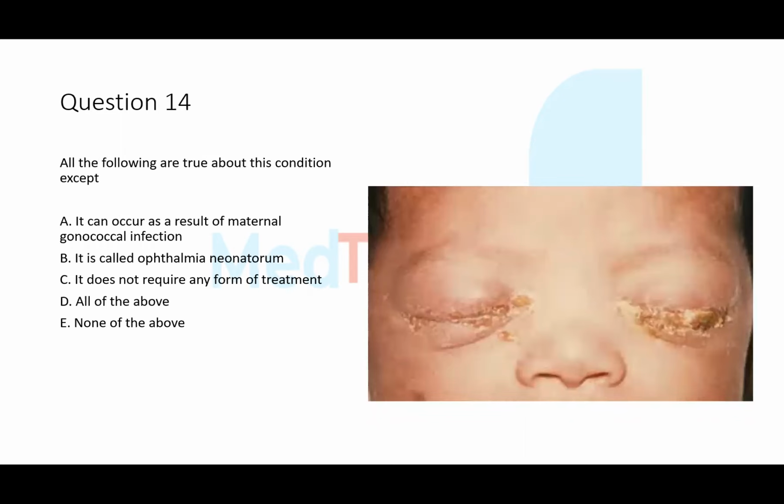All of the following are true about this condition, except it can occur as a result of maternal gonococcal infection. That's very true. This, what is shown here, is called ophthalmia neonatorum. That's correct. It does not require any form of treatment. That's not correct. You need to treat. Failure to treat could lead to widespread sepsis, especially for children, neonates, because they can't localize the infection. And when they can't localize the infection, it spreads to every other part of the body and it becomes a big problem. So it does not require any form of treatment. That is false. That is the one that is not true among the answers. So the next picture, please.